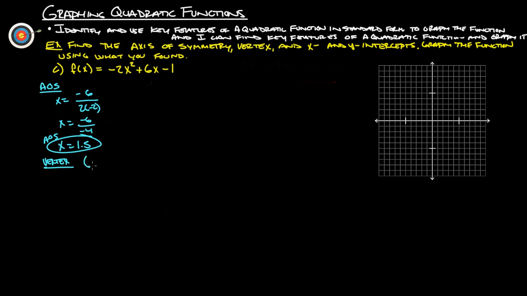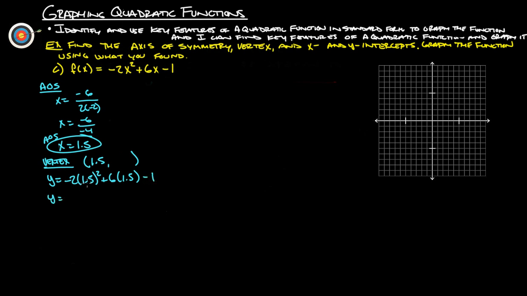We know that the vertex is, oops, not negative, but positive 1.5. And then we're going to find what the y is here, okay? So we get f of x is what y is. Y is going to equal negative 2 times 1.5 squared plus 6 times 1.5 minus 1.